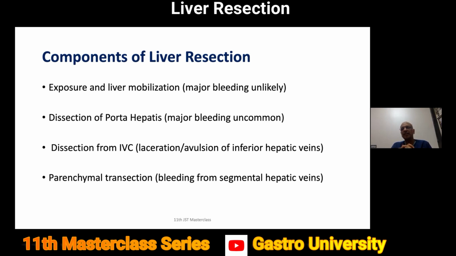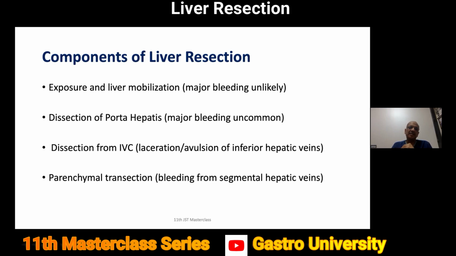So unless you are dealing with a major portal hypertension kind of situation, major bleeding is unlikely, although we have seen, especially in transplants, that even at the skin incision, patients have abdominal wall collaterals and they can bleed massively from that. But I'm talking about a general liver resection in non-cirrhotic patient. So exposure and liver mobilization is usually not associated with any kind of bleeding, unless you're going very fast and you inadvertently injure one of the hepatic veins towards the end of the right or the left triangular ligament mobilization.